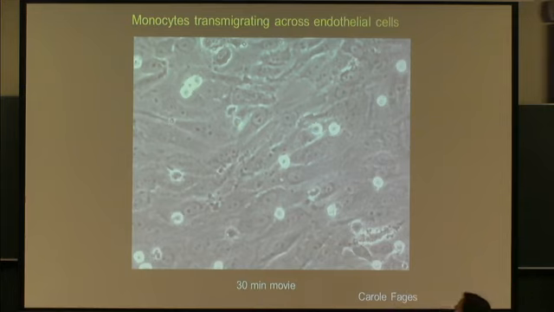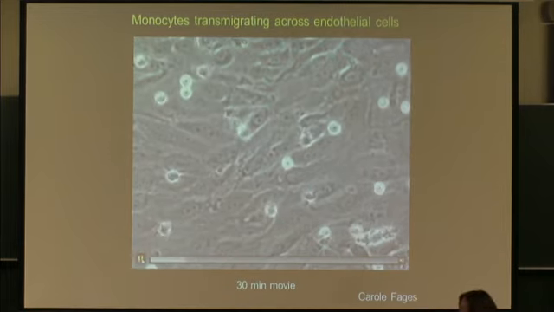These are the monocytes, they're round and bright, and these are the endothelial cells here, and it's a confluent monolayer. They're all attached to each other through cell-cell junctions. So in the movie, what you see is that I'll show you several different cells.